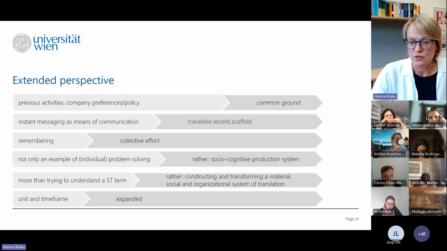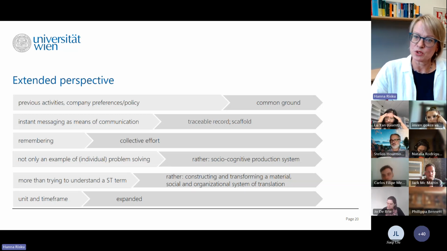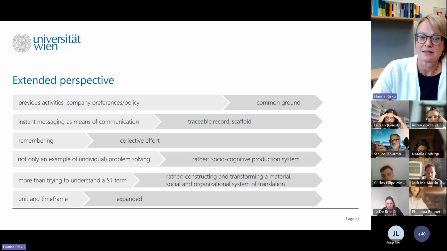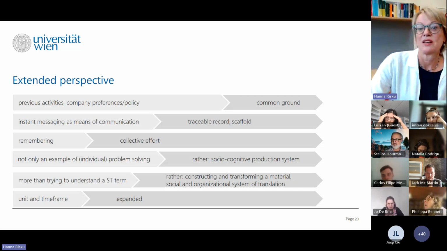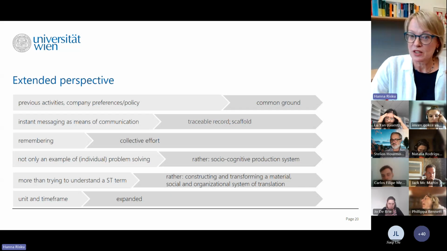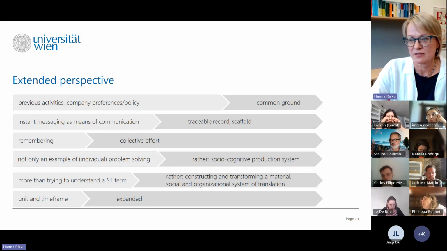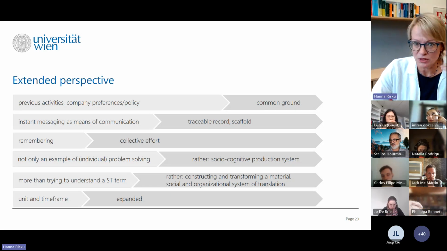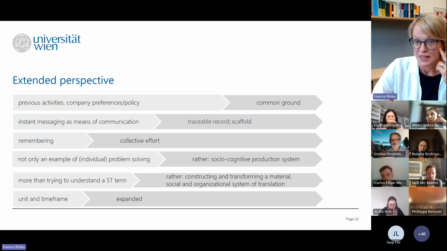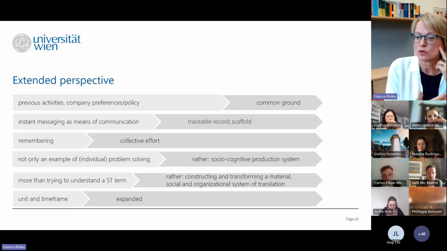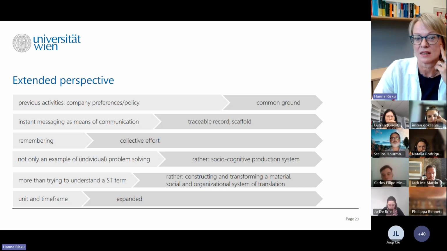I think the choice of instant messaging actually as means of communication in the first place is of particular interest because here a traceable record of contributions and resources are created as the interaction unfolds. A structure is also here built up which may function as a scaffold, as this kind of a supporting framework for remembering. And these links to online resources, they remain in place and can be revisited at a later time or date.